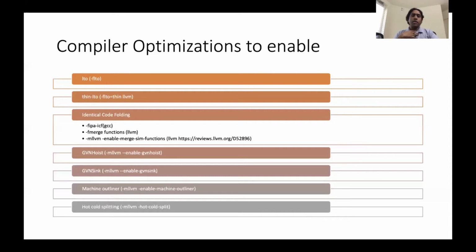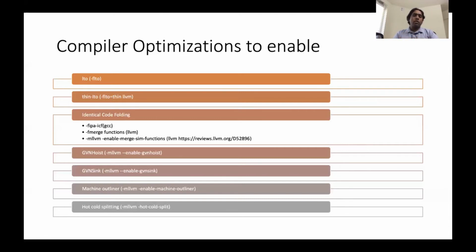The next one is machine outliner. What it does is it basically outlines a sequence of code into a separate function call. And if many functions have the same sequence of code, then only one function will get called, and it will save a lot of code size.